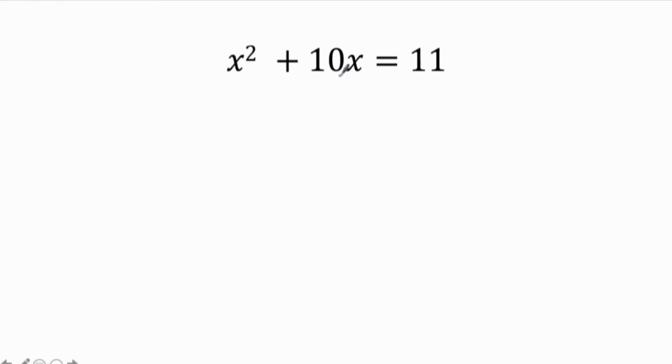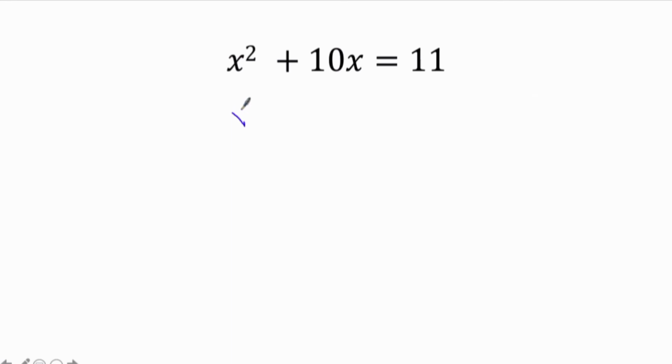We have x squared plus 10x equals 11. We want the left side to be the squared variable, but we cannot just move this 10x to the other side because this has a variable x. What we want to do is gather all the variables to one side of the equation and gather all the constants to the other side of the equation.